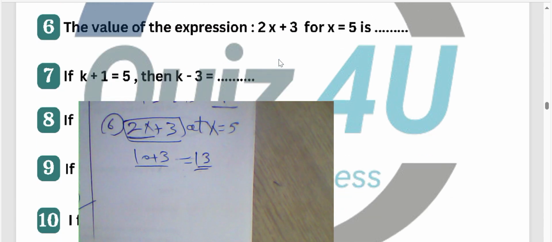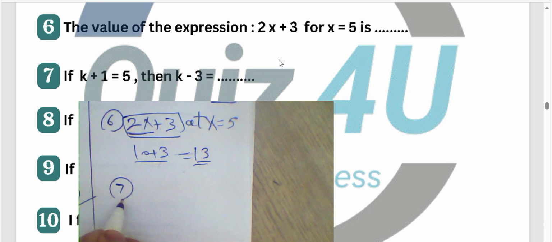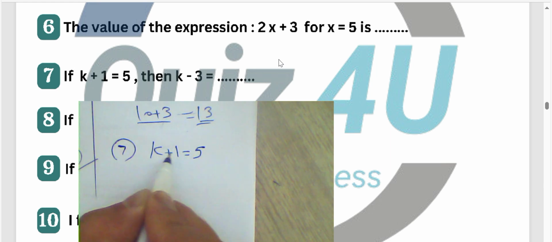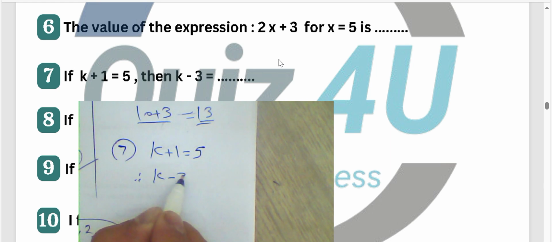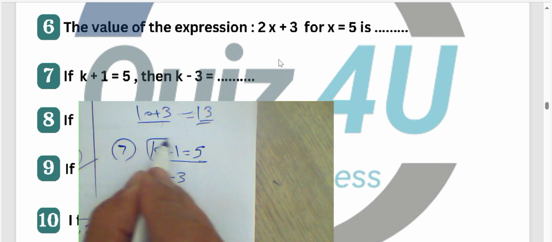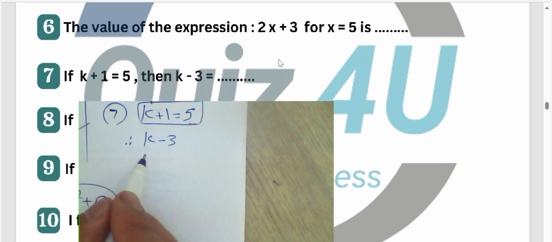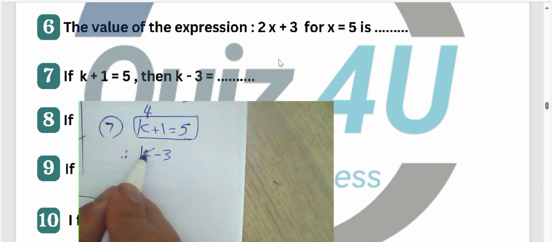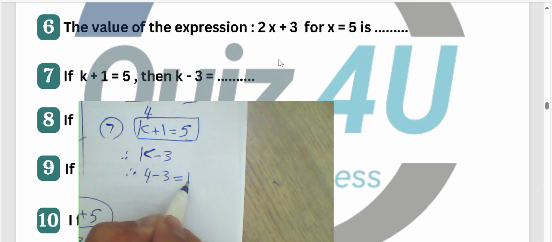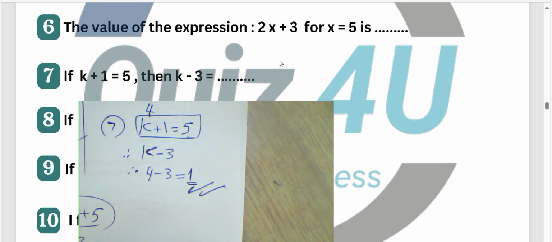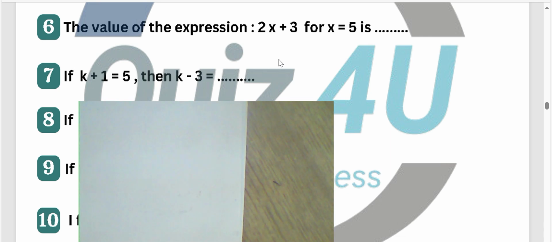Next question, number 7. If k plus 1 is 5, then find the value of k minus 3. We know k plus 1 is 5, then k will be 4, since 4 plus 1 is 5. He wants to find k minus 3, so we put the value of k here, 4. 4 minus 3 will be 1. Then the result here will be 1. Next question, number 8.